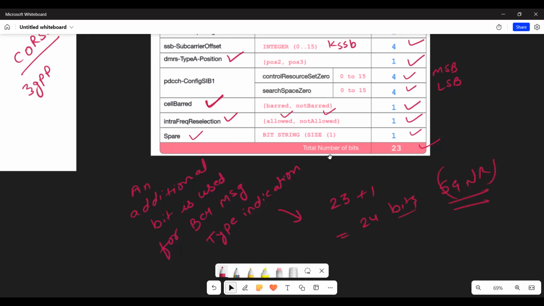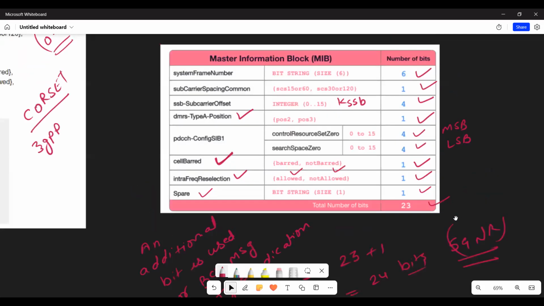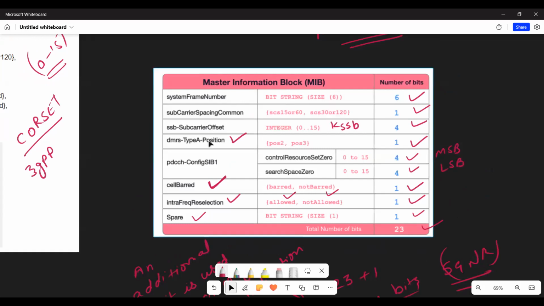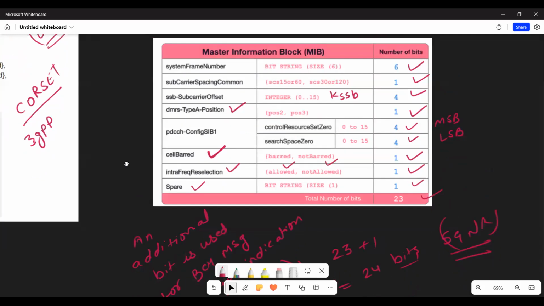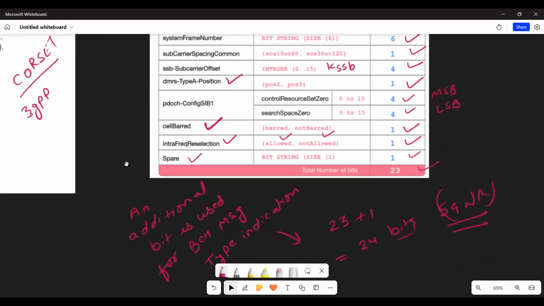Okay, so this is basically our log analysis, or you can say the information elements that are present in the MIB. 1, 2, 3, 4, 5, 6, 7, 8. So 8 information elements are there, and 1 additional bit that is used for BCH message type indication. So the total becomes a 24-bit MIB, right? And it goes via the logical channel BCCH, the transport channel BCH, and the physical channel PBCH, right? So I hope there should not be any doubt. It should be clear till now.